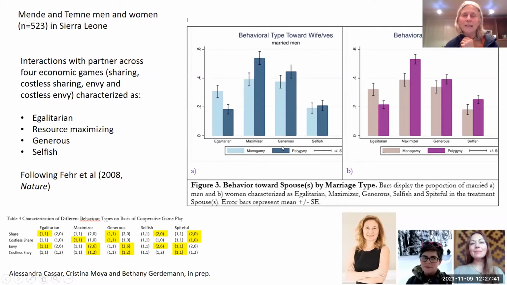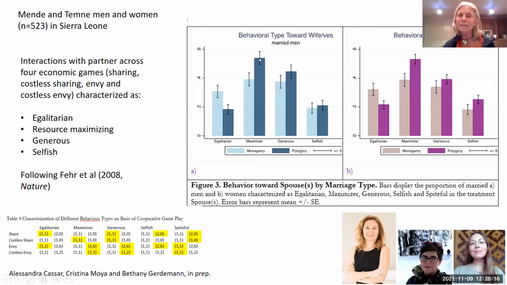I'm just going to show you a few of our results. There's an awful lot going on here, so I'll try to highlight what I want you to look at. Here we're looking at the behavior of men towards their wives, and here the behavior of women towards their husbands. The darker lines are for people in polygynous unions, and the paler lines are people in monogamous unions. What you can see, and this is true both for men and women, is that the polygynous couples are more maximizing.